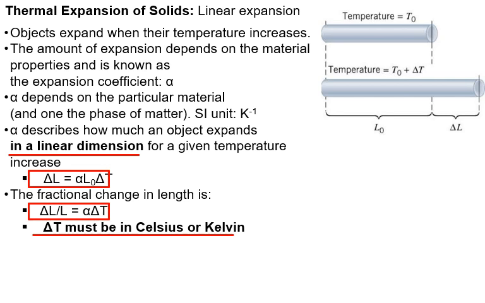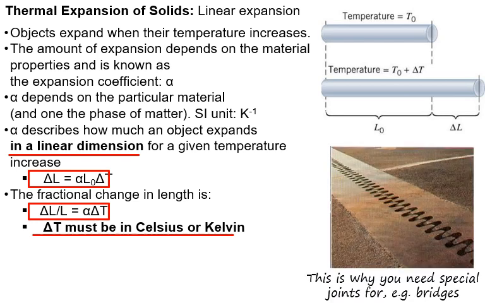And here I highlight that this is in a linear dimension because it's going to be different for a volumetric expansion, which again, you do not need to know for this semester. So this is why you need expansion joints in things like bridges. A bridge that's sitting out in the air is going to change temperature quite drastically and quite rapidly. It's not touching the earth as a nice thermal heat bath. And so that bridge is going to expand and contract as the temperature does.